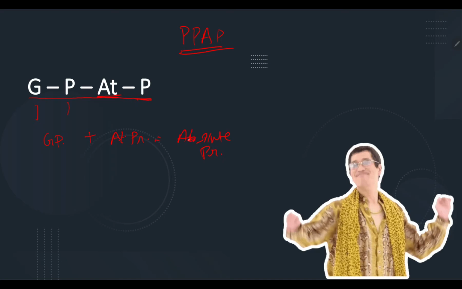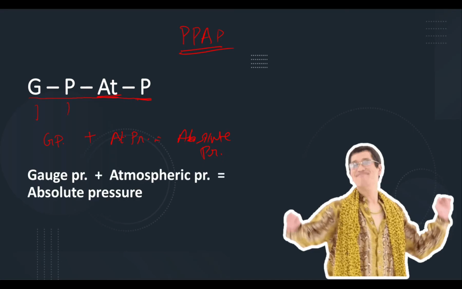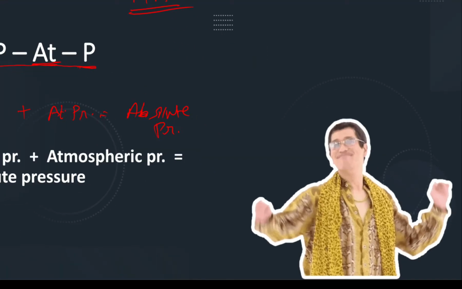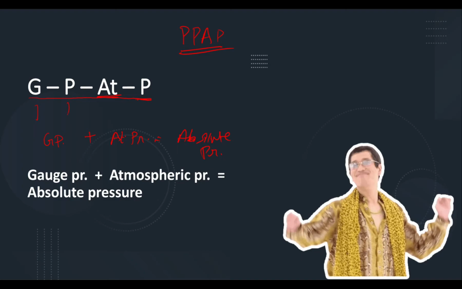It was a really fun way of easily remembering what is gauge pressure, atmospheric pressure, and absolute pressure. Thanks, Taro. Exactly, gauge pressure plus atmospheric pressure is absolute pressure.